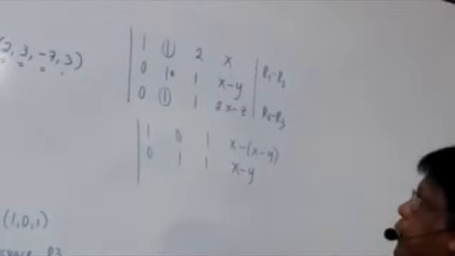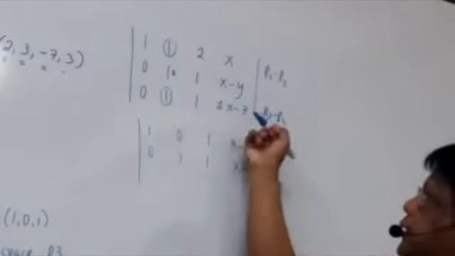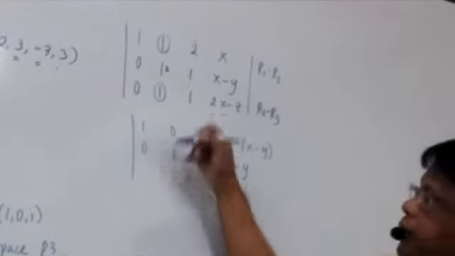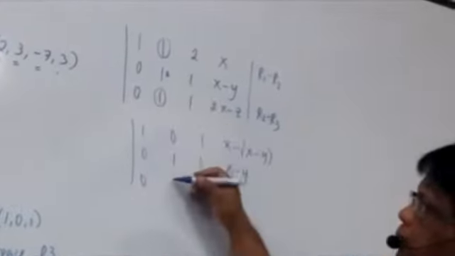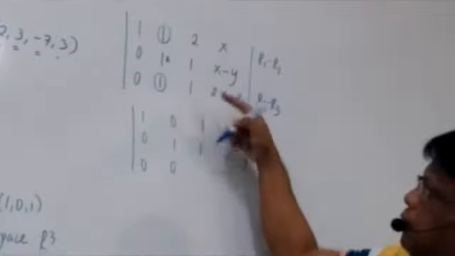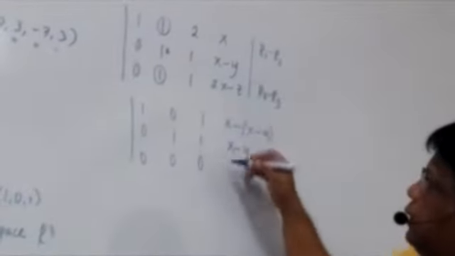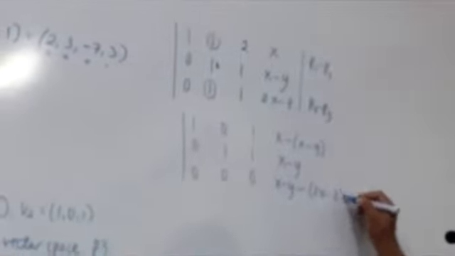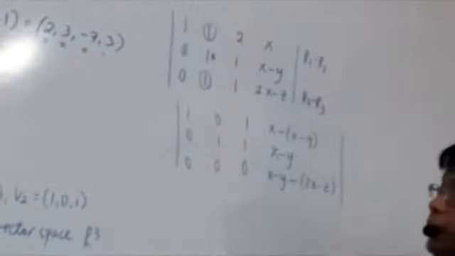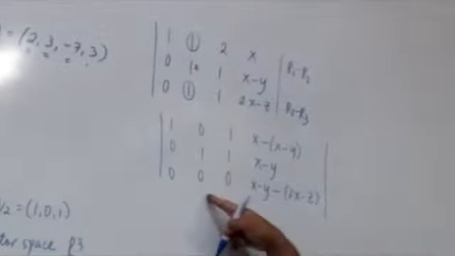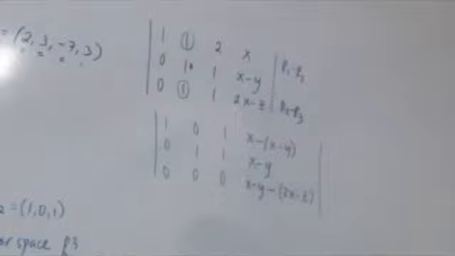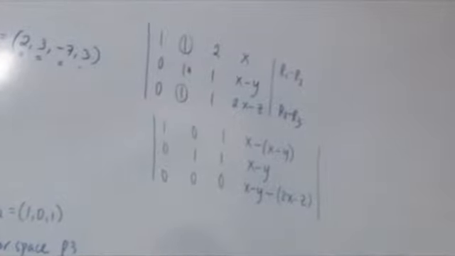Okay? Then for the third row now, use the R3 minus R2 operation. So that is now 0 minus 0 is 0. 1 minus 1 is 0. 1 minus 1 is 0. Then you have now 2x minus z minus quantity x minus y. Okay? So is this now in RREF form? Yes. Okay. Let us now define K1, K2, and K3.